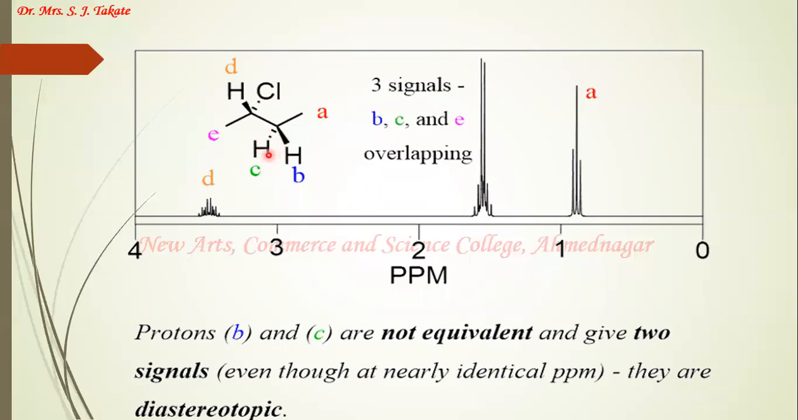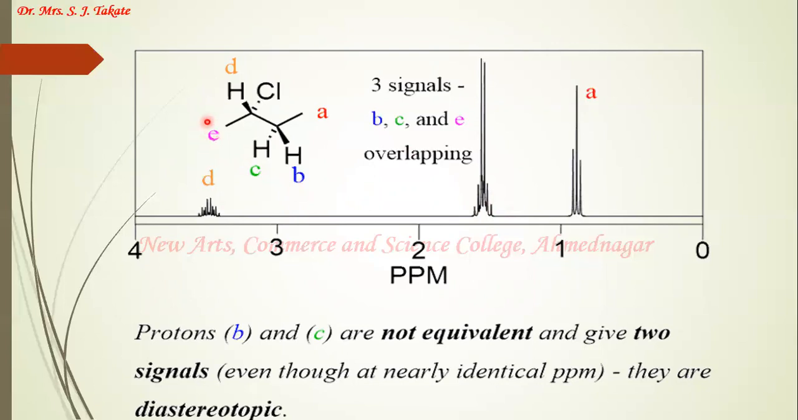So let us check these signals. First, I am having a triplet. Which group is going to give me a triplet? This methyl group, A methyl group, as it has two adjacent methylene protons, will give me a triplet. So this signal corresponds to A protons. Now what about this signal? This signal is a multiplet. What is that multiplet? This multiplet is because of the protons B, C and E.